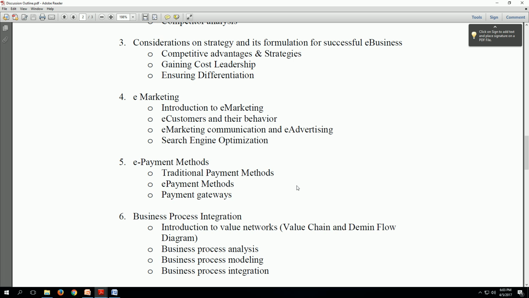And of course, marketing is there, so we will try to understand e-customers in this context, and how their behavior is different from normal customers in the real world. Then we also look into the different e-advertising and communication options we have, like Facebook and social media, and search engine optimization, and how we are going to reach the customer, and what kinds of challenges we would be up against.